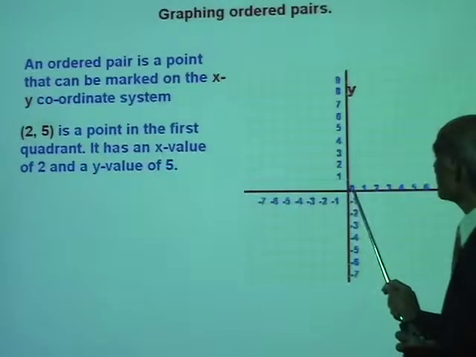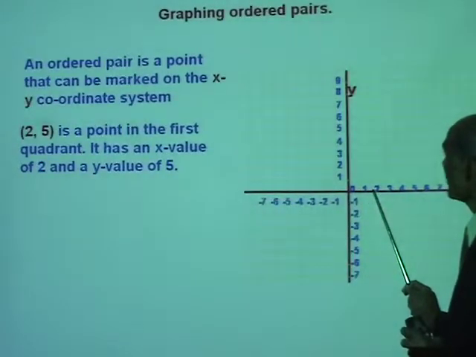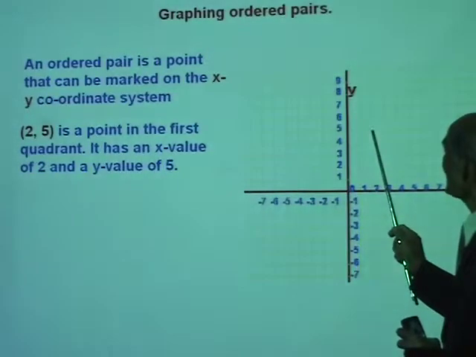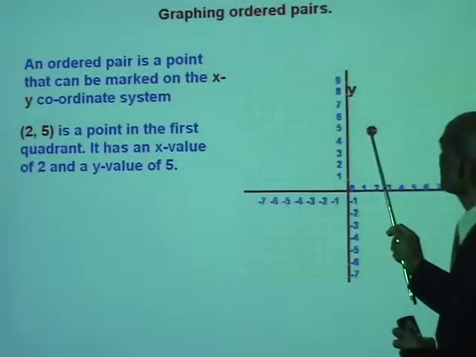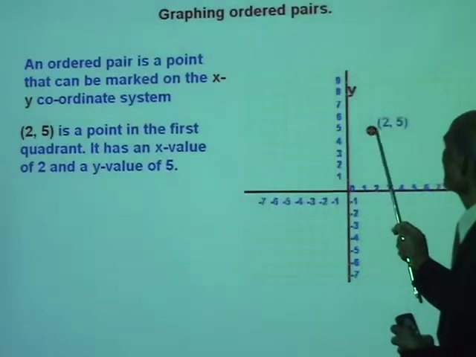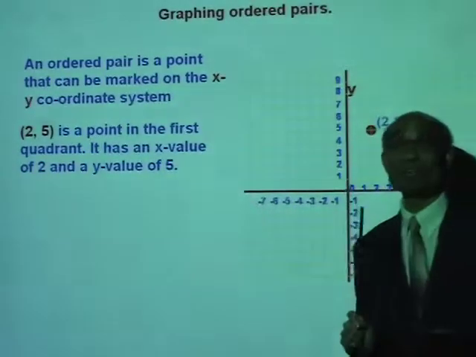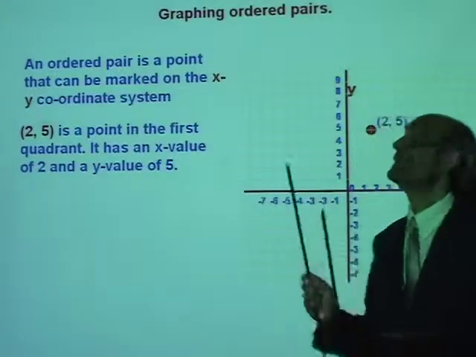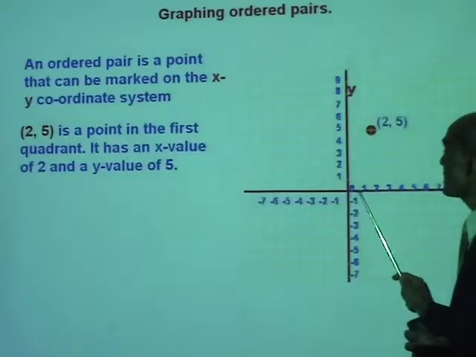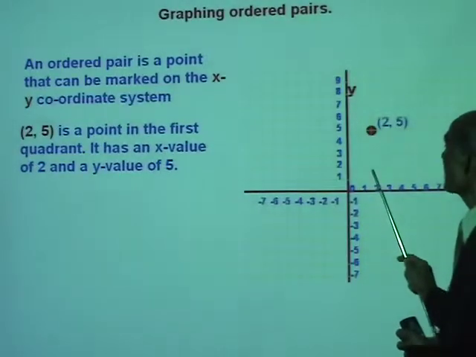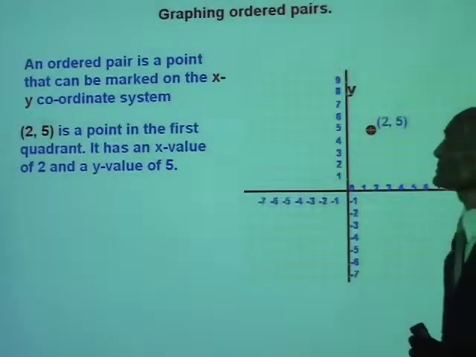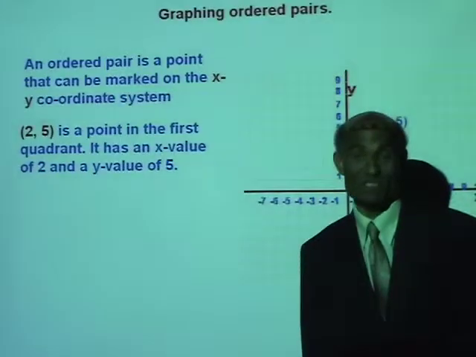X equal to 2, you go from 0 to 2. Then y equal to 5, move 5 places up. You see that? That is the point which is called x equal to 2 and y equal to 5. We call it 2, 5. And that's the way we will mark an ordered pair in the Cartesian system. Is that right? X equal to 2, go 2 places to the right. Y equal to 5, go 5 places up. You will come to the point x equal to 2, y equal to 5. That's easy, is that right?